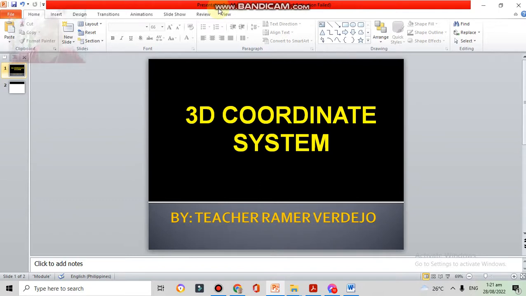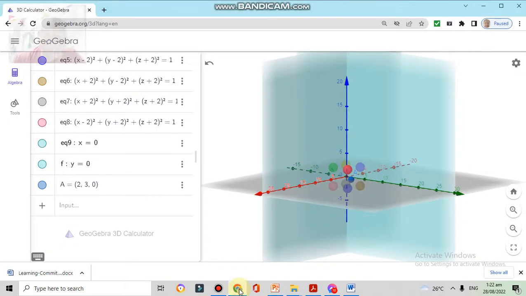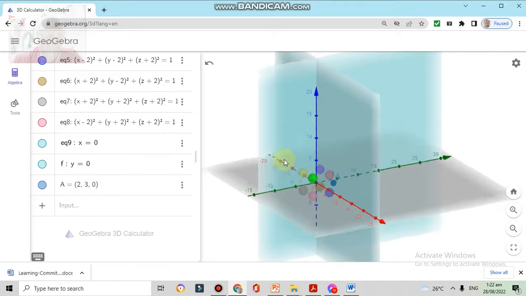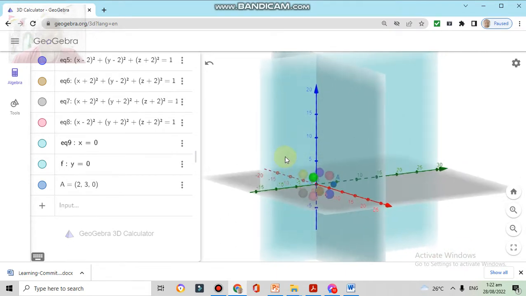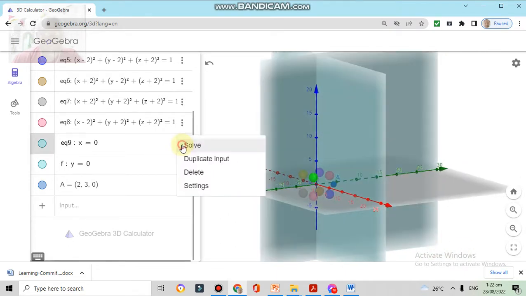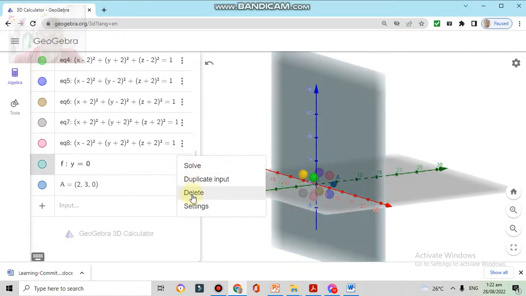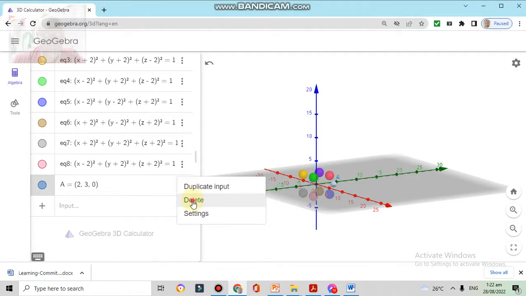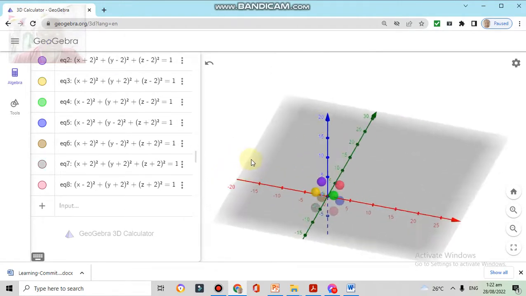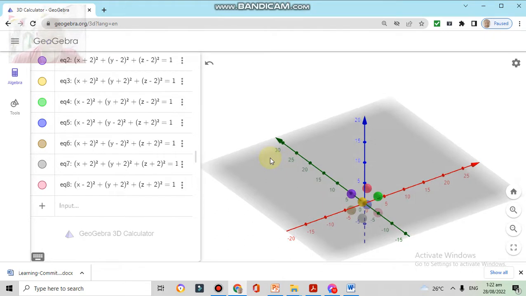Today, I'm going to discuss the three-dimensional coordinate system. So let us visit GeoGebra to present this kind of coordinate system. Okay, so this is our three-dimensional coordinate system. So let's start from scratch.